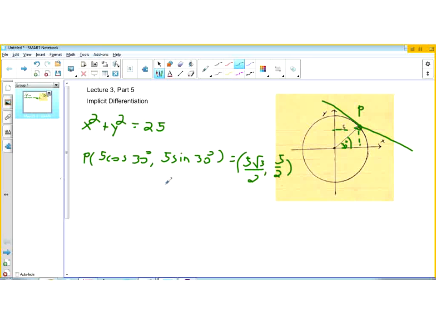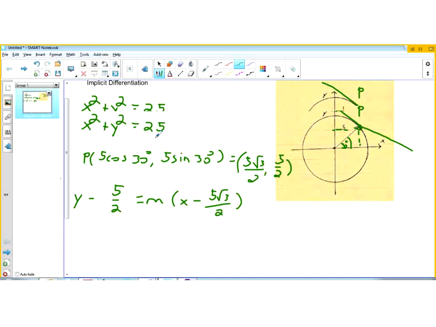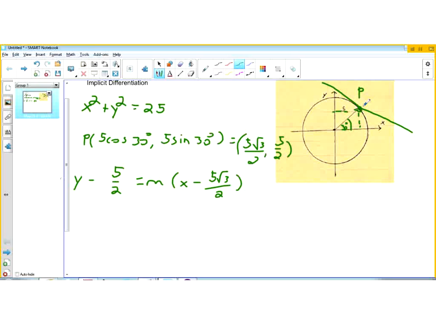And so then the equation, well, you could do that in trigonometry, and then you would just write y minus 5/2 is equal to the slope times x minus 5 times the square root of 3 over 2. And you could never get the slope until today. All right, so what is the slope? Well, what is m? Okay, so m is the slope of the tangent line to the circle. So how do we calculate m? Do as you've always done.